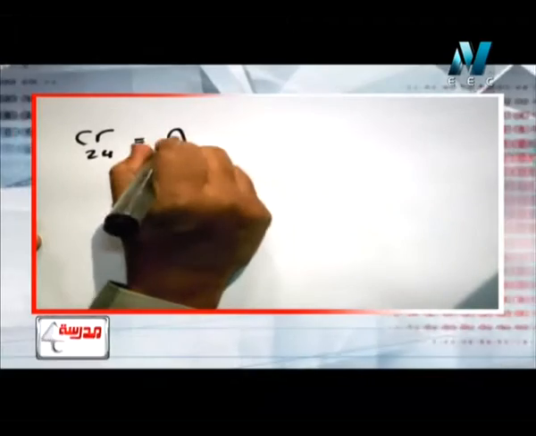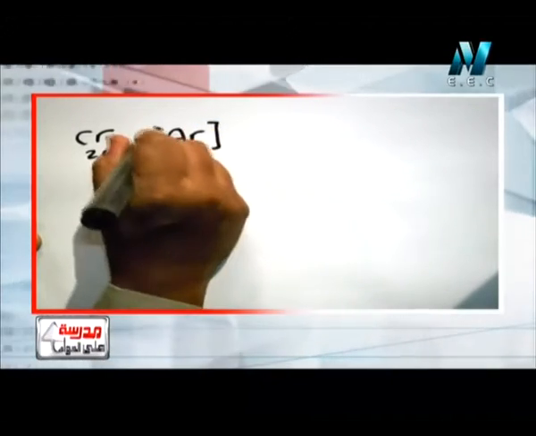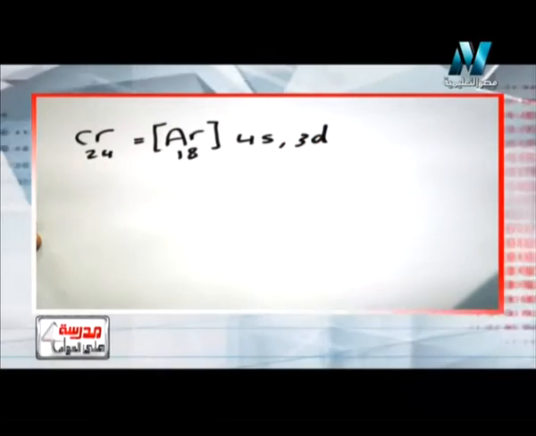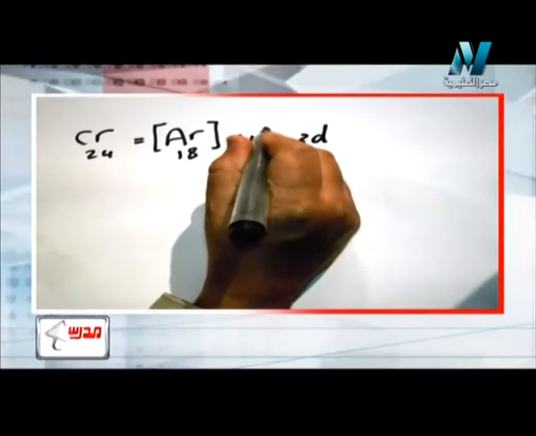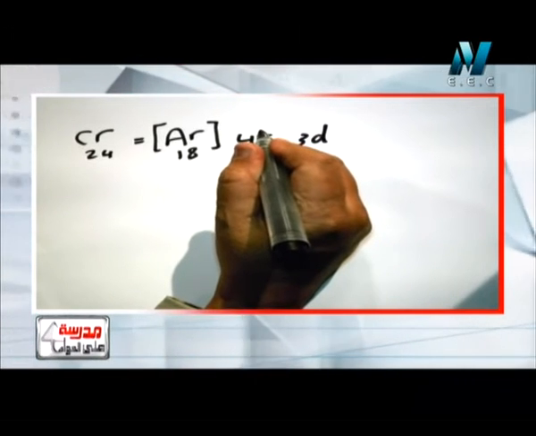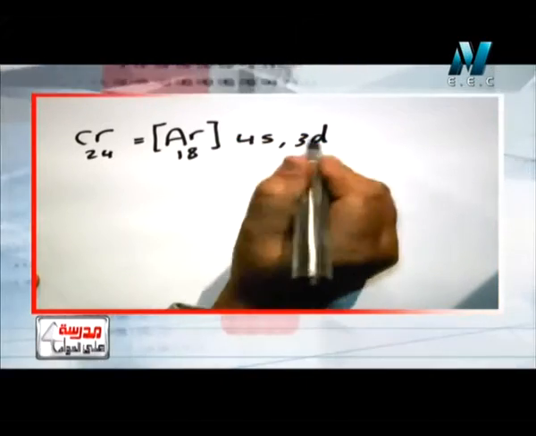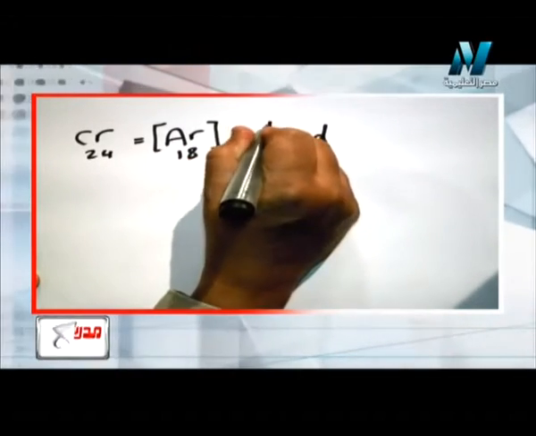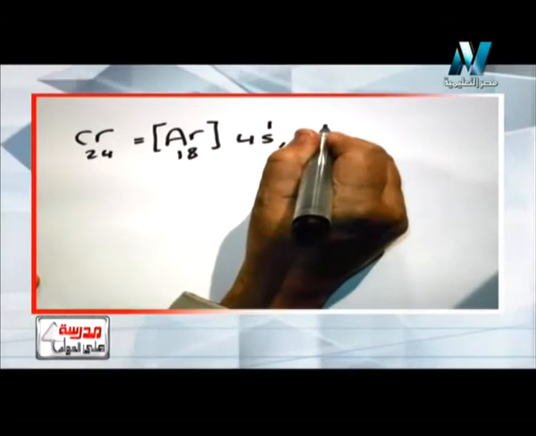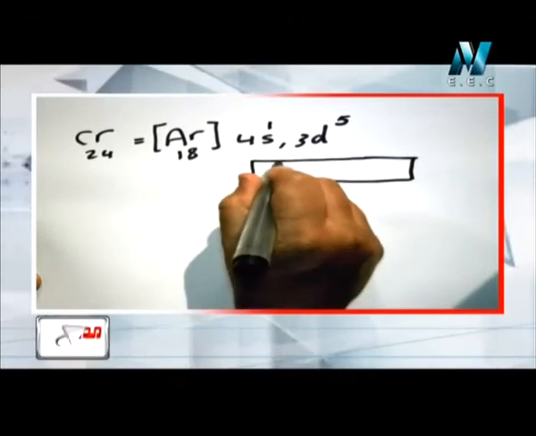Chromium has atomic number 24. We use noble gas argon 18, then 4s and 3d. 4s must be saturated by 2 electrons. We know that 4s has less energy than 3d, so we put 2 electrons in 4s before 3d. But here we put 1 electron only in s, and the second electron transfers to 3d to make 5 electrons in 3d.